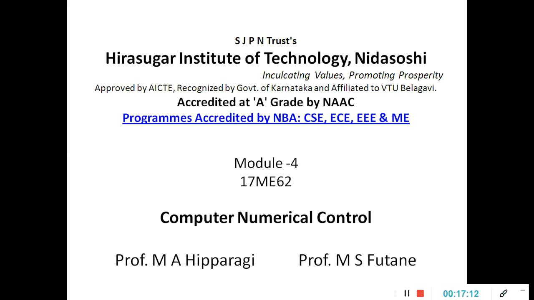I hope you have come across module number 4, Computer Numerical Control, where I have explained what is meant by NC, what is meant by CNC, what are the components of CNC, what is the absolute coordinate system, what is the incremental coordinate system, what are the G codes, what are the M codes, and how to write the part program for the drilling operation, milling operation, and this turning operation. Do well and be prepared for the final examination.